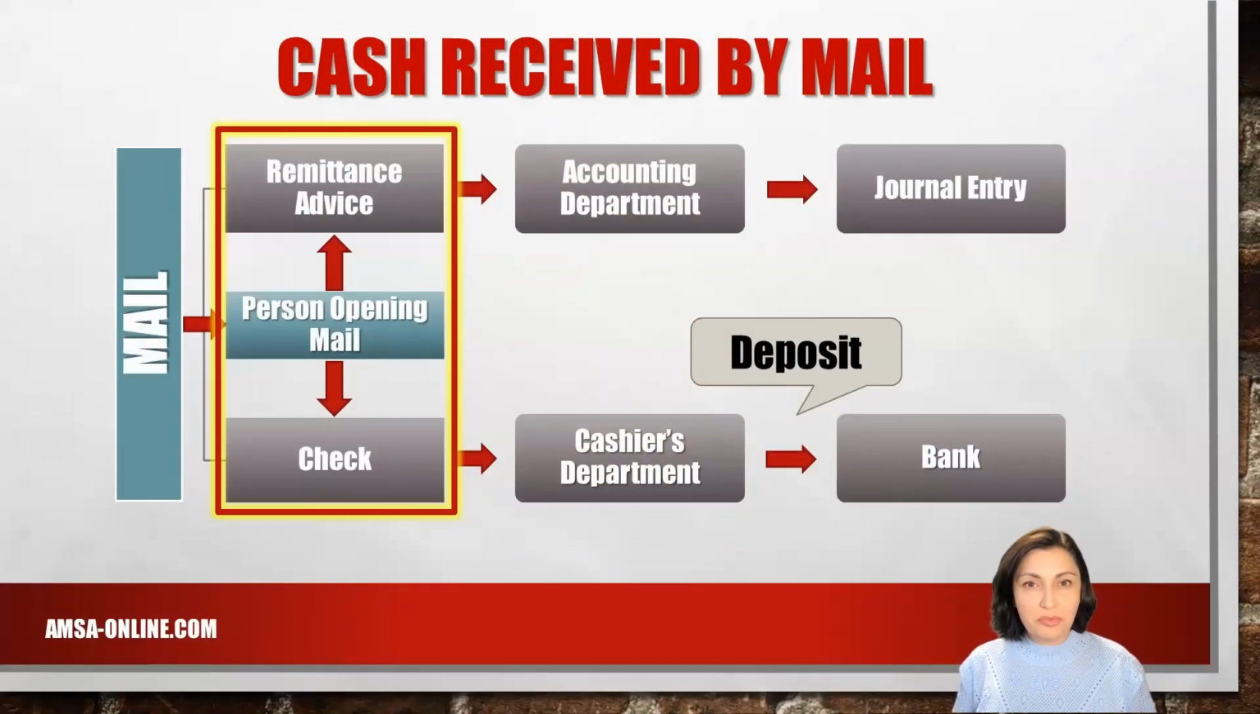For example, businesses must ensure the segregation of duties between the cashier's department, which safeguards cash and prepares deposits, and the accounting department, which records sales in the company's accounting records. When customers pay their bills, cash is received in the mail. This cash is usually sent in the form of checks.